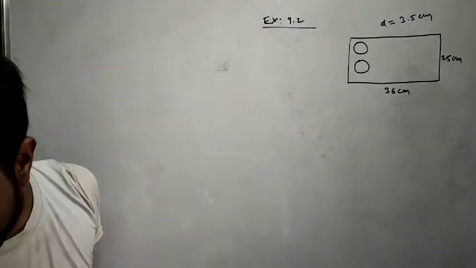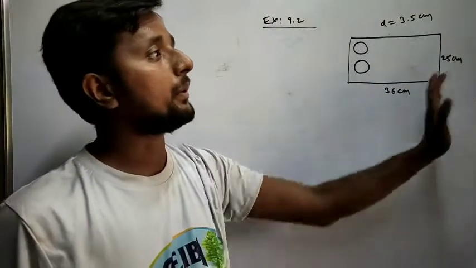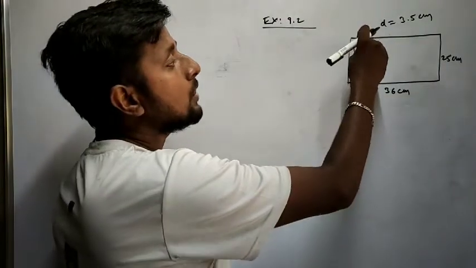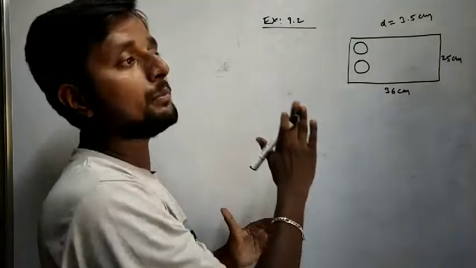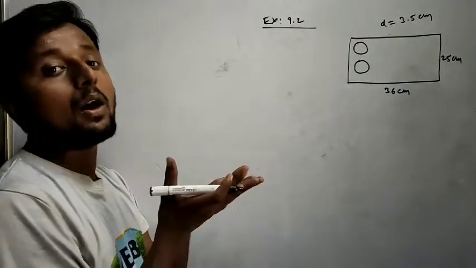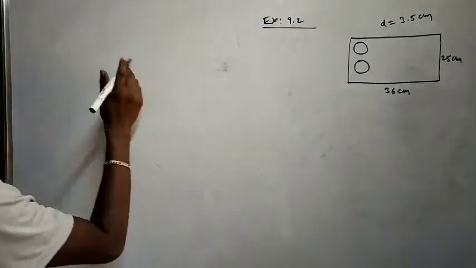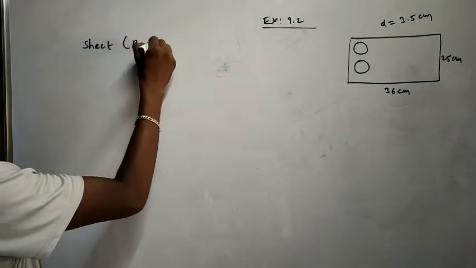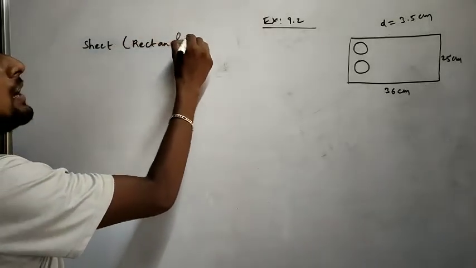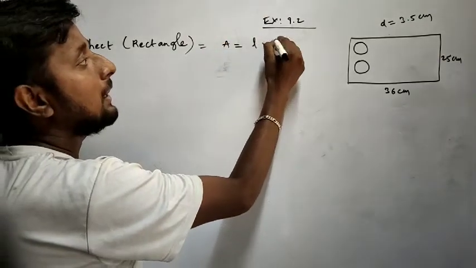So simply, for example, what it is saying is that it's a white paper. Now he is trying to make holes in the white paper. How many holes? 56 holes. So after making holes in the paper, what is the remaining area is what it is asking. Okay. So first I write, it's a sheet in the shape of a rectangle. So rectangular sheet. Am I right? So area of a rectangle formula is L into B.